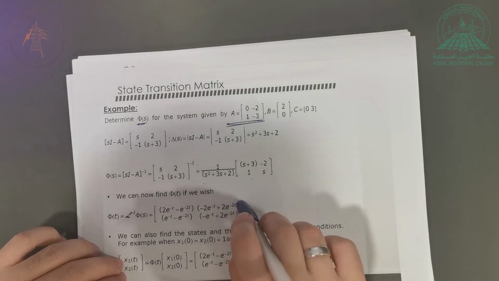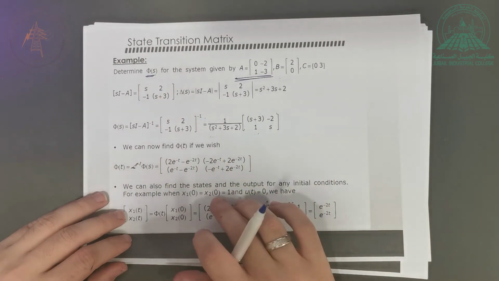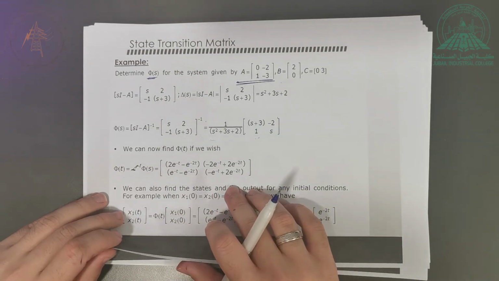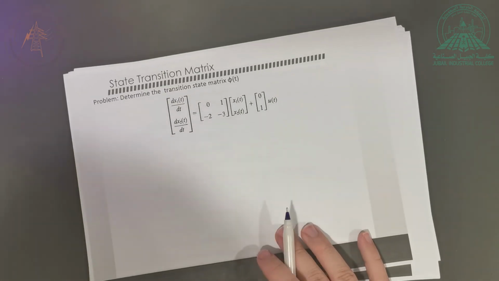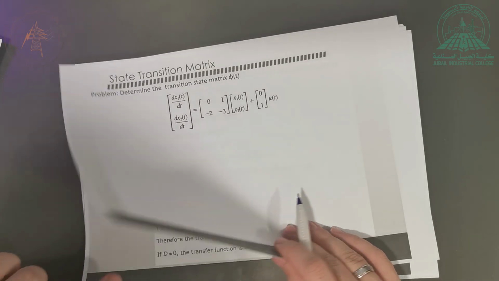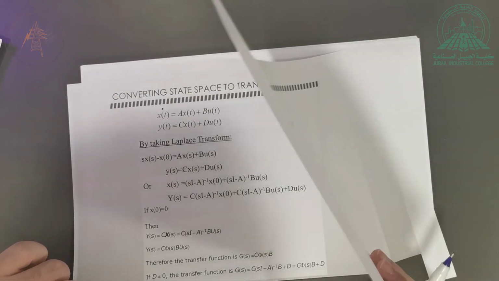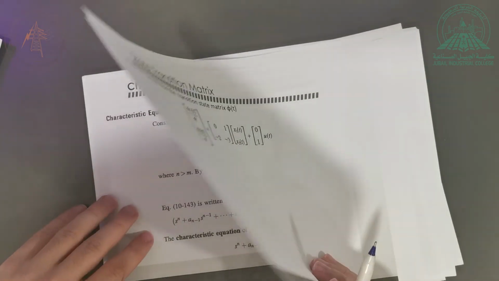Or maybe let's not do it in this example. Let's do it in the next example. If we have no more time, we'll come back and do it here. And in the homework, inshallah, we're going to see how we can find the value of phi of t, not phi of s. Okay, so let's do that in this example. I think it's similar to the question that we have here.